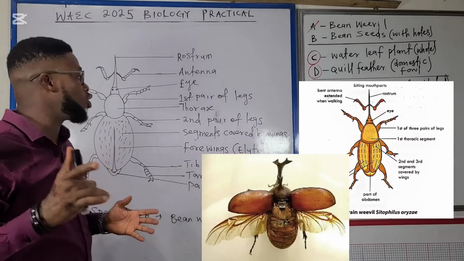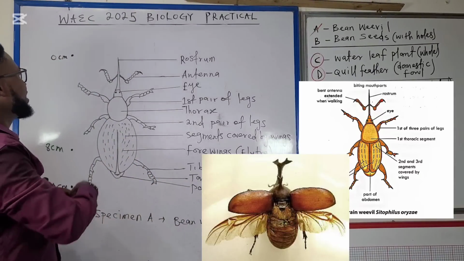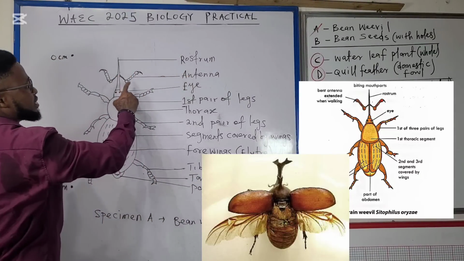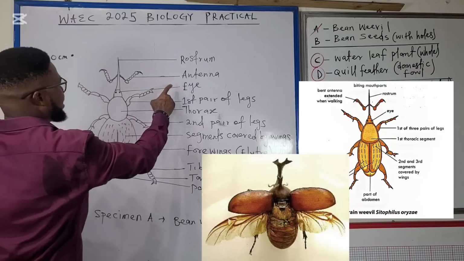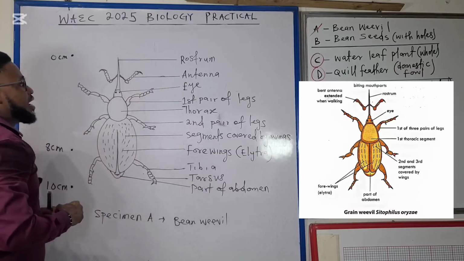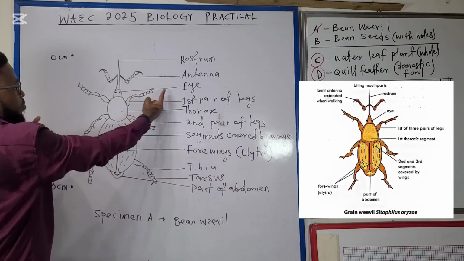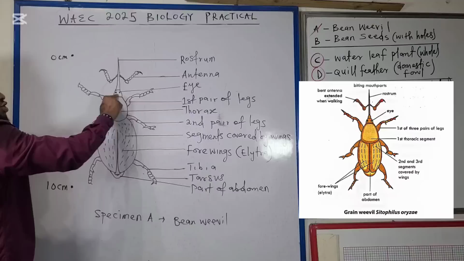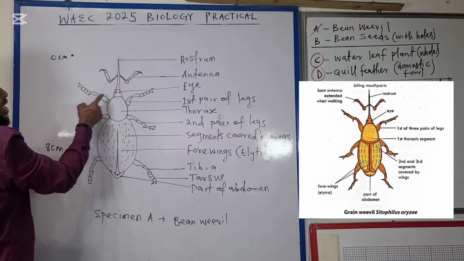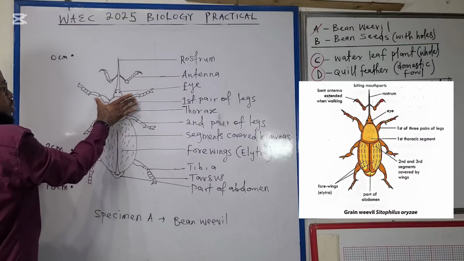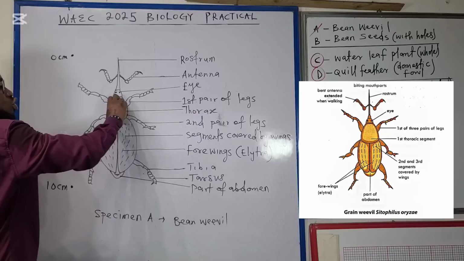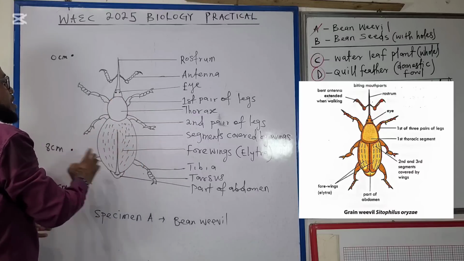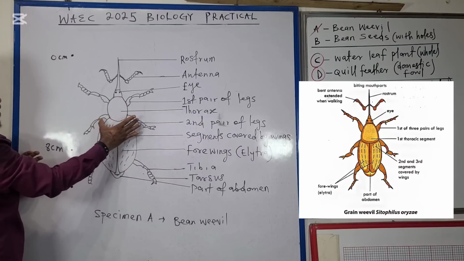So what is our labeling going to look like? This is the rostrum. This is the antenna. This is the antenna here. This is the eye. The compound eye is on the head region, and then this here, that's the first pair of walking legs. Now this is the thorax, the chest region. Now this is the second pair of legs.